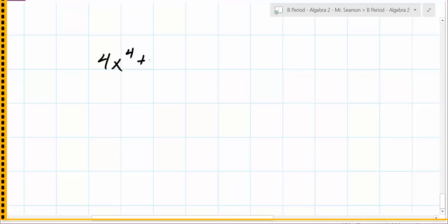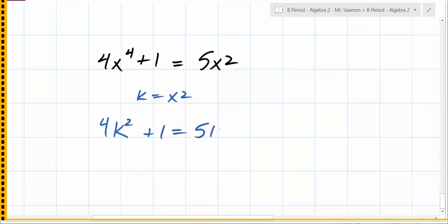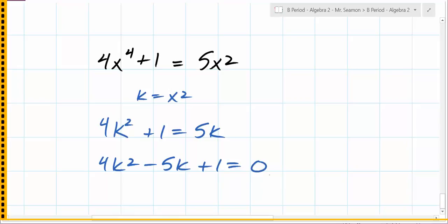So can these look a little different and still require the same work? Absolutely. So for example, this one right here, 4x to the 4th plus 1 is equal to 5x squared. Try that one for me. Sure, we like k. So k equals x squared. So what do we end up with? 4k squared, plus 1 is equal to 5k. So 4k squared minus 5k plus 1 is equal to what? 0. That's in standard form.